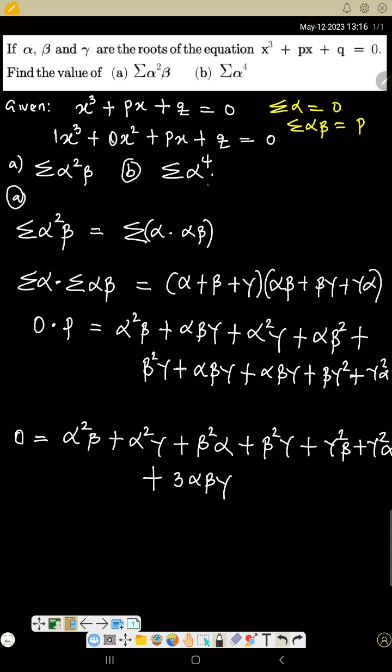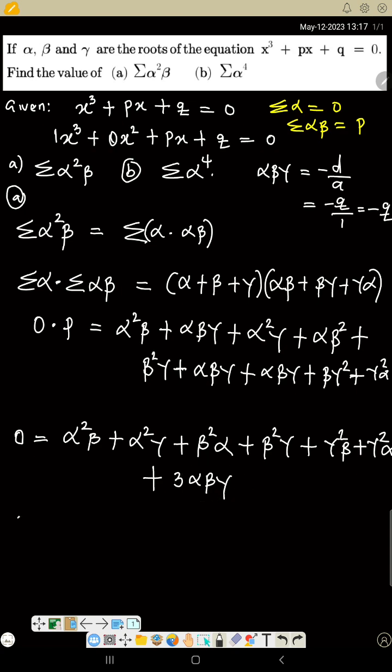We did not express that here. So know that alpha beta gamma is equal to minus d over a. What is d? That is q, so that is minus q over 1, which is equal to minus q. So alpha beta gamma is minus q. So add it to those identities, because we will need it here.